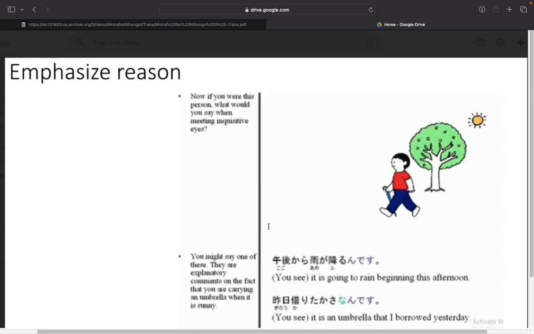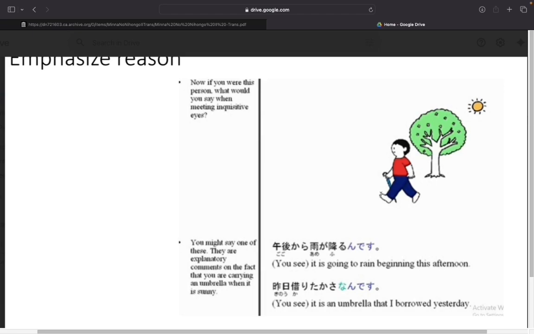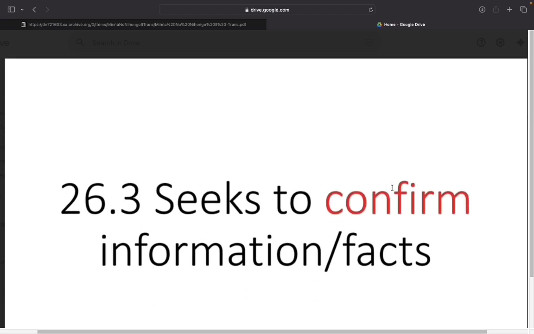Then second, emphasize reason. Now, if you were this person, what would you say when meeting inquisitive eyes? You might say one of these. They are explanatory comments on the fact that you are carrying an umbrella when it is sunny. Like you can say, it's going to rain in the afternoon. So maybe you are saying this to explain why you are carrying an umbrella. So you are emphasizing the reason why you are carrying the umbrella. So you can use it in this pattern.